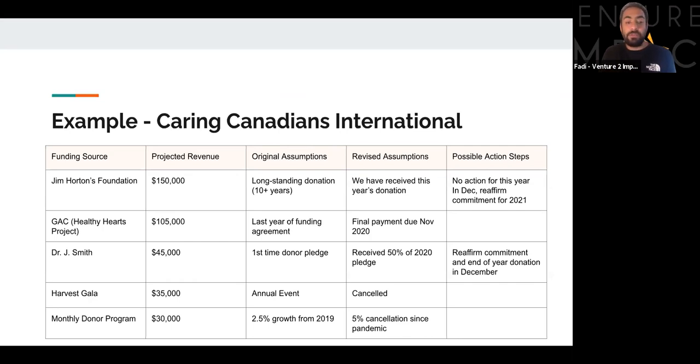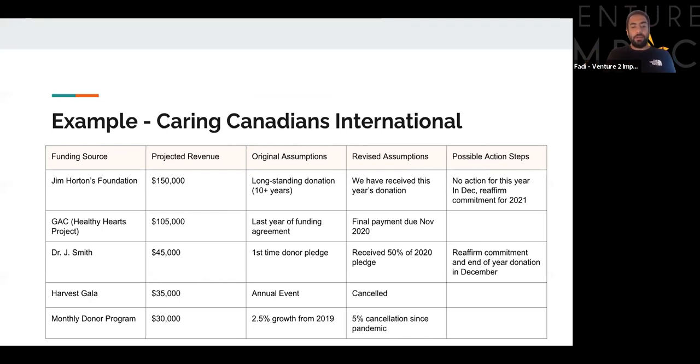But with Dr. J. Smith, it's $45,000. It's a first-time donor pledge, so they committed to us just before the pandemic, and we've received 50% of their donation in 2020. So now we want to go back to them and really just make sure that they're ready to put in that last 50% as a year-end donation in December. The Harvest Gala, that's canceled, so that's $35,000 that we are not going to see this year.